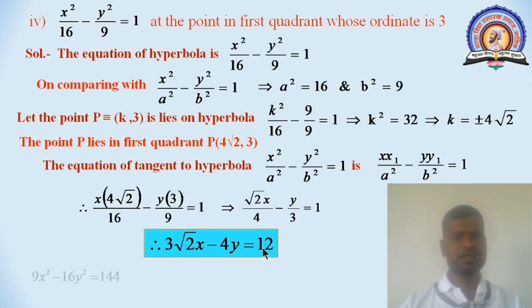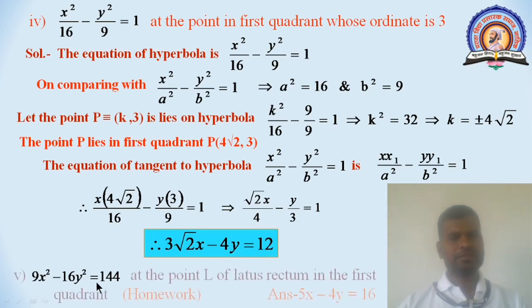Now the next example: find the equation of the tangent to the hyperbola 9x² − 16y² = 144 at the point L of the latus rectum in the first quadrant. The point L lies on the hyperbola in the first quadrant.